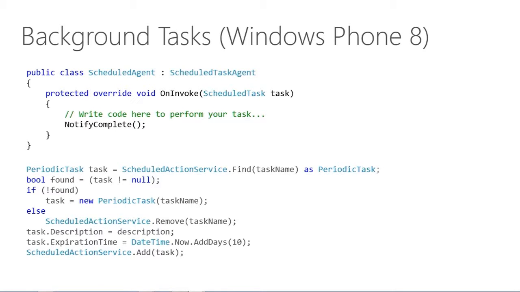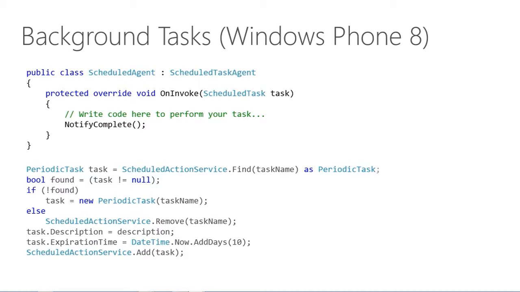And so here I'm defining that task. Somewhere in my foreground code is where I would launch that task. I'm using the scheduled action service to find that background task to make sure that it's not already registered. If it's not, rather, then I'm newing up a new one. If it is, then I remove it.